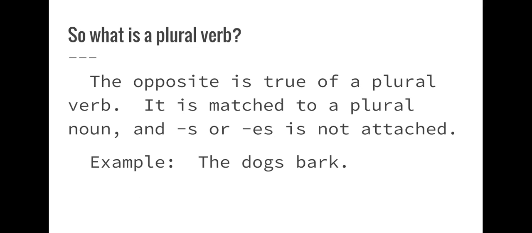So what is a plural verb? The opposite is true of a plural verb. It is matched to a plural noun, and S or ES is not attached. So let's look at an example again. The dogs bark. Notice how dogs has the S, but the verb this time does not have an S, because if I said the dogs barks, that doesn't make any sense. That's why it's called subject-verb agreement. If they don't agree, it's not going to make sense.